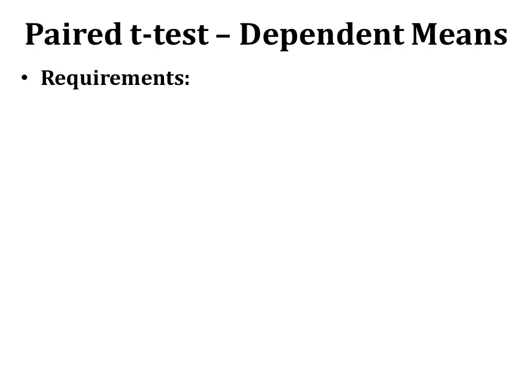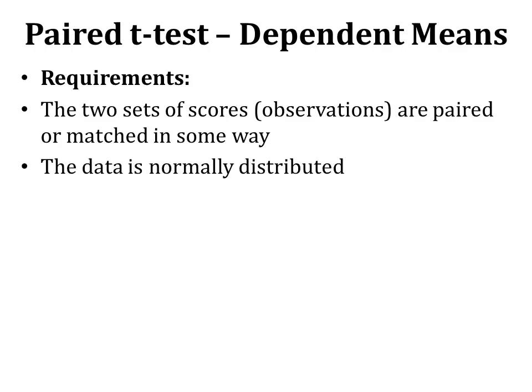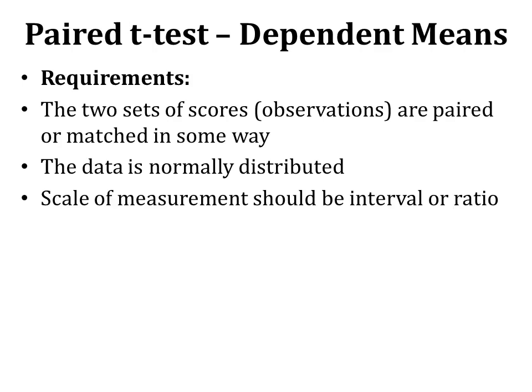Now let's see what the requirements of the paired t-test are. The first requirement, as its name indicates, is that the two sets of scores or observations are paired or matched in some way. So the two observations should not be independent of each other; rather they should be paired. And the data is normally distributed, that is, the observations follow a normal distribution pattern. And the scale of measurement should be interval or ratio. It means that this kind of t-test can be applied on a continuous variable that is measured on the interval or the ratio scale.